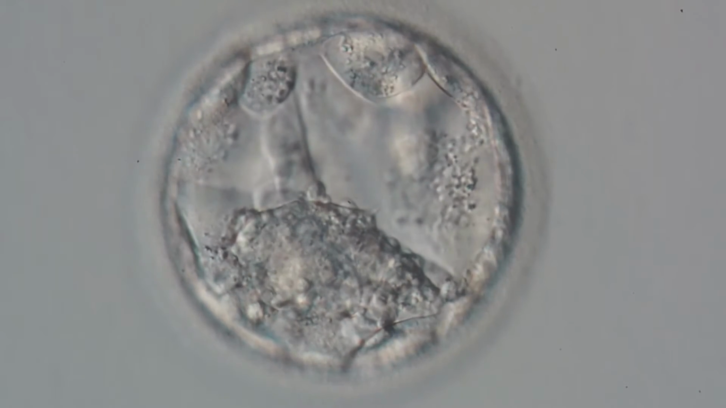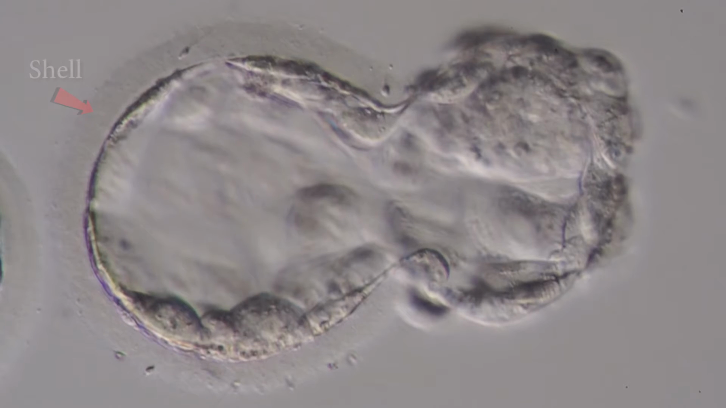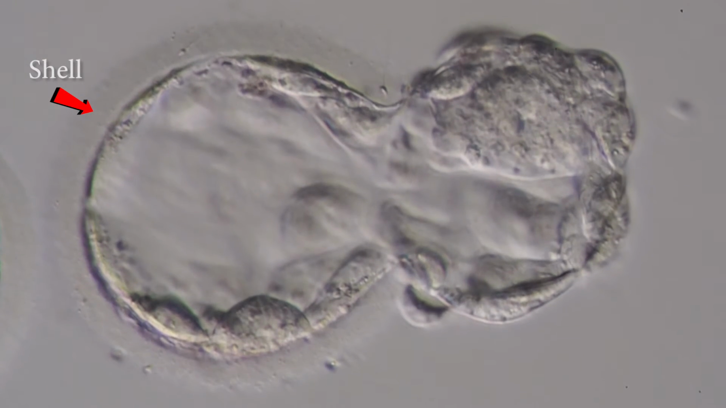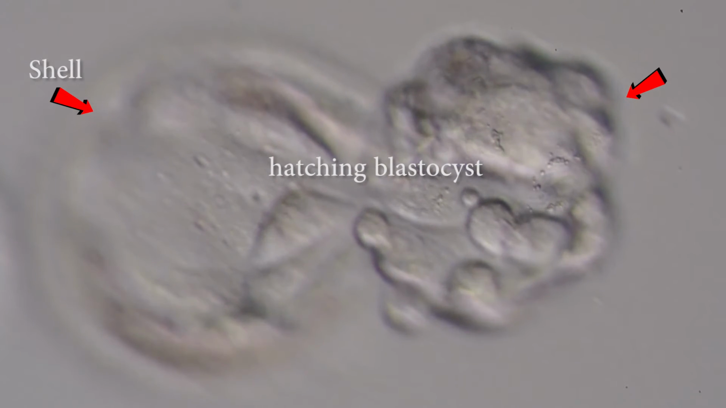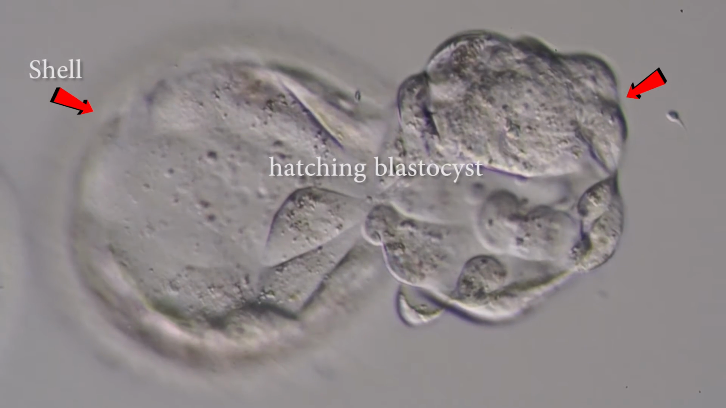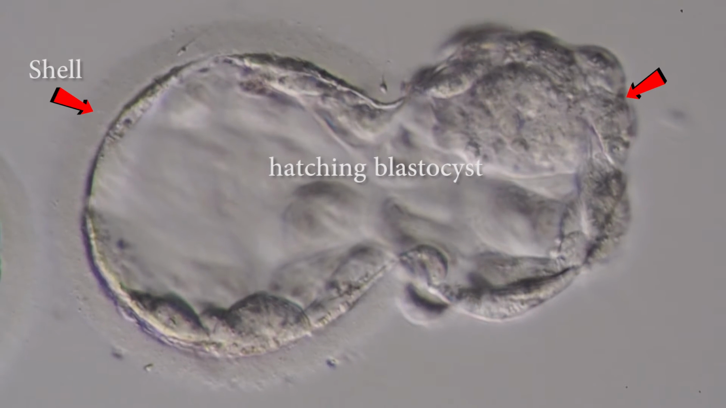A blastocyst will have more cells and will have a well-expanded cavity. As they continue to develop, they begin to hatch from their shell, hatching blastocyst, and soon escape completely, hatched blastocyst. At each stage, we also assign a grade, just like we did on day 3.